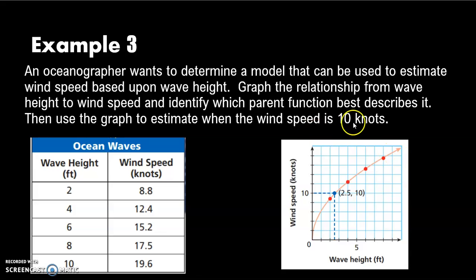And then to estimate when the wind speed is 10, I find 10 on my y-axis. I go over and I find the x value that corresponds, and that's about 2.5. Okay, so that is my estimate. So the wave height is 2.5 when the wind speed is 10.